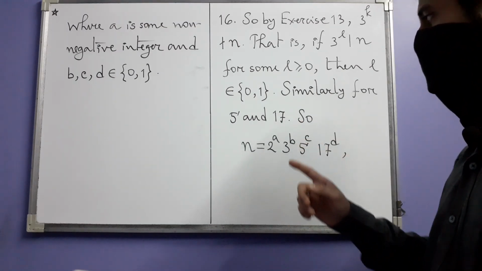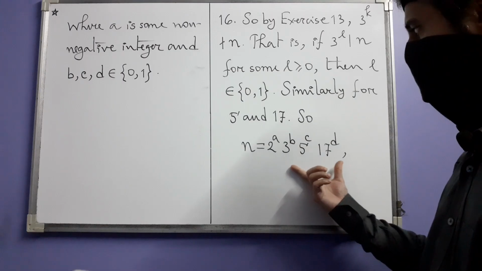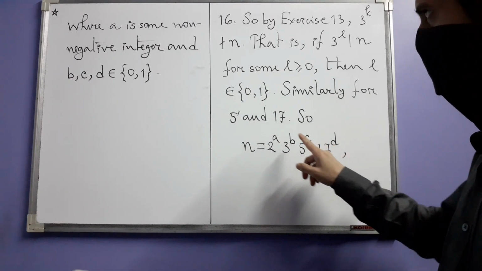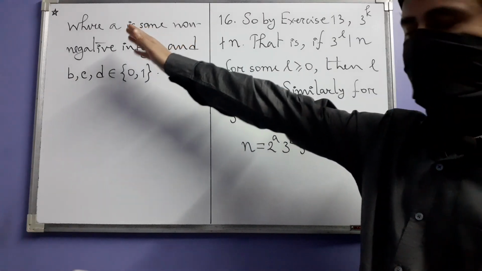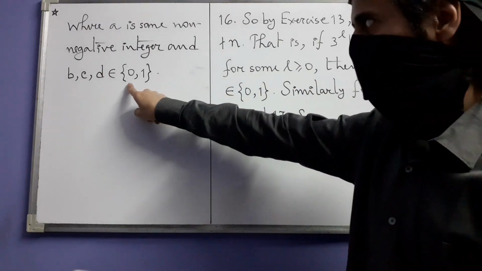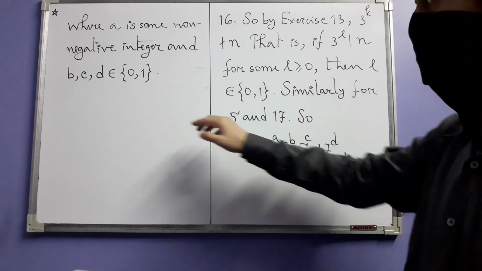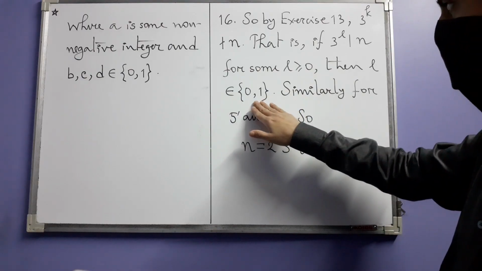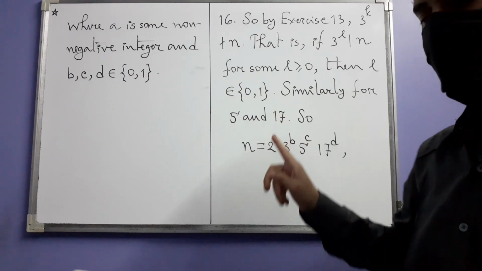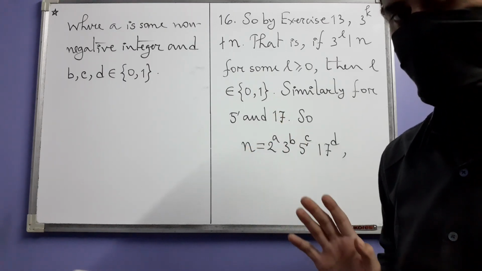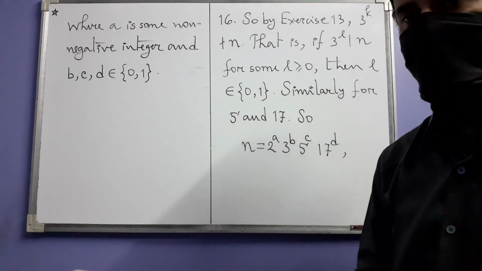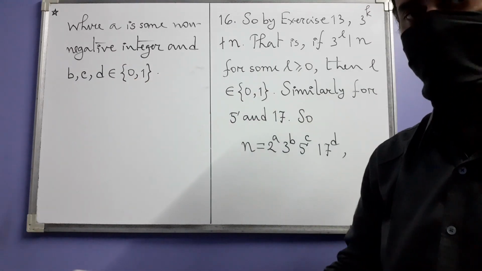So taking everything into account, this is how n looks. This is the general structure of n, where these exponents in general are non-negative, especially a is some non-negative integer, but b, c and d further have to belong to this set, which of course comes from this situation, and also this line that similar conclusions can be drawn for the primes 5 and 17. Now we have to look at cases, depending on what this b, c and d can possibly be.